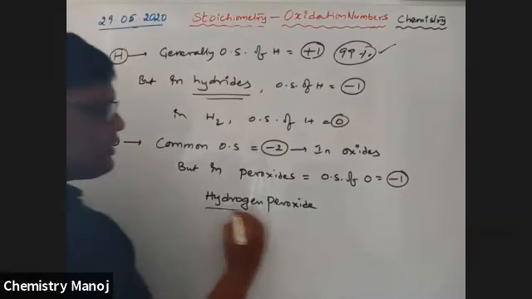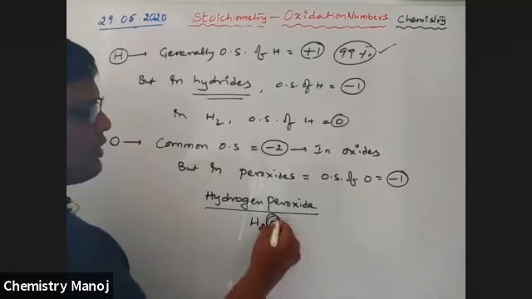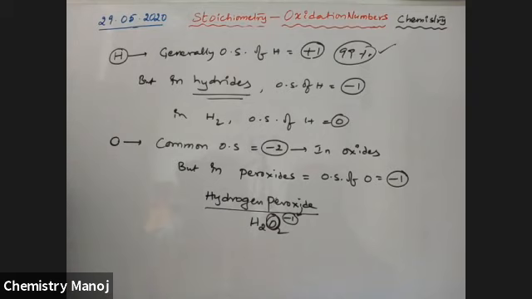Hydrogen peroxide. Its formula is H2O2. What is the oxidation state of oxygen? -1, because it is a peroxide. So what is this peroxide, sir?